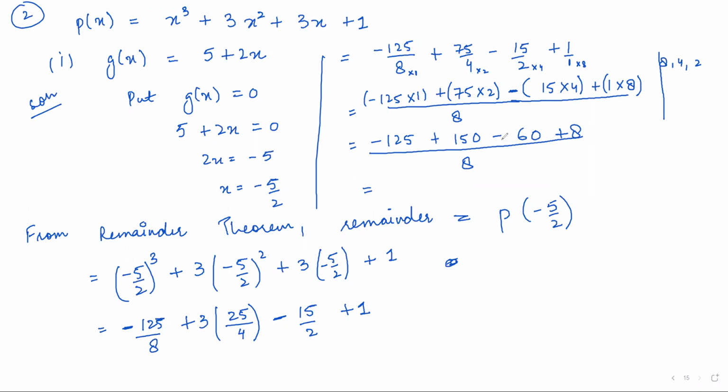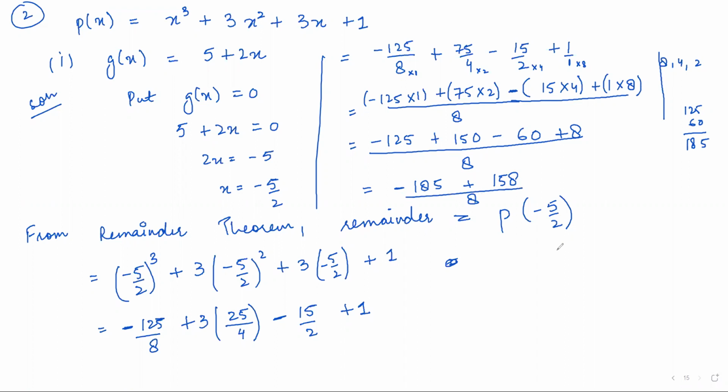Okay, just add the negative numbers together, right? So 125 and 60. 5, 8, minus of 185 because both are minus. So minus of 185, right? And plus 150 plus 8 will be 158 and then divided by 8.